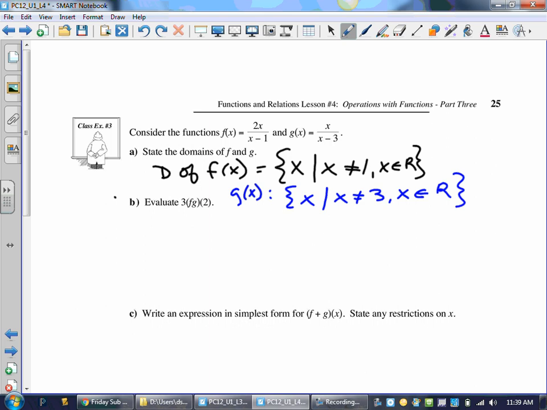Okay, now they're doing some funky things with this. They want 3 times f of g of 2. So there's lots of ways to do this. You could do them individually. We could put them together first. I think the book does it individually first. So let's do this. Let's go 3. This means 3 times f of 2, and then g of 2.